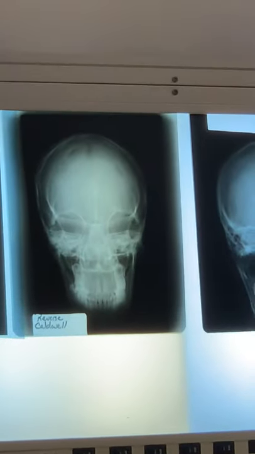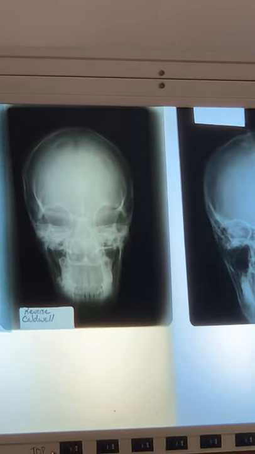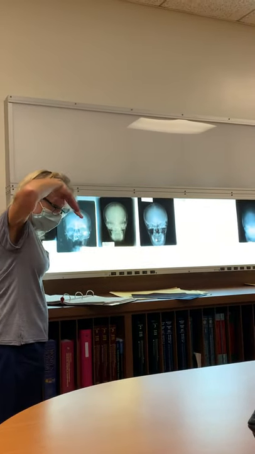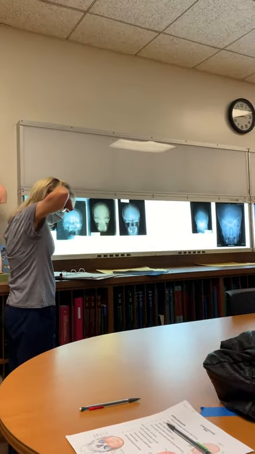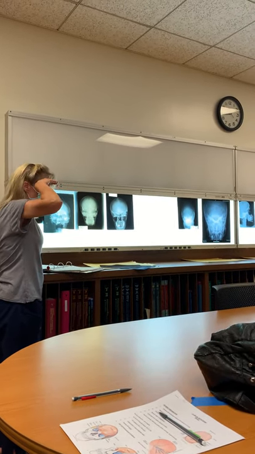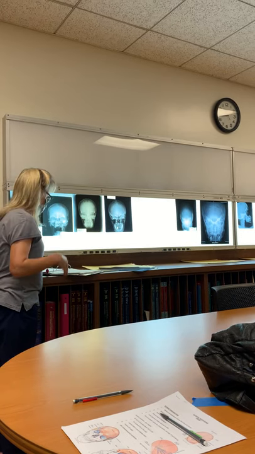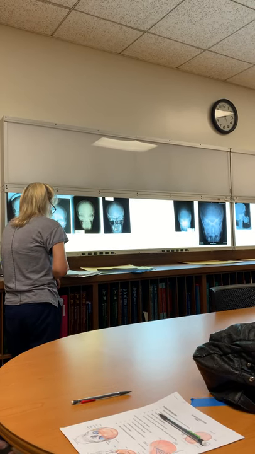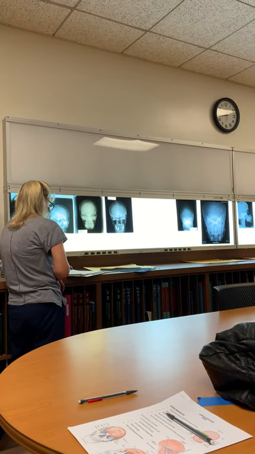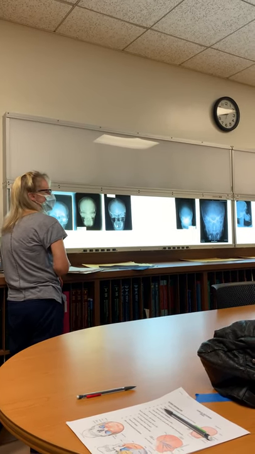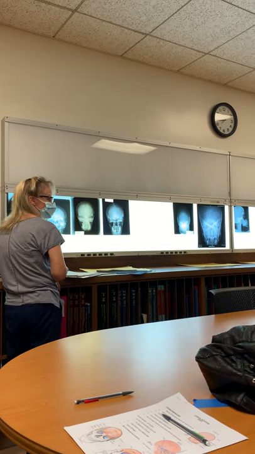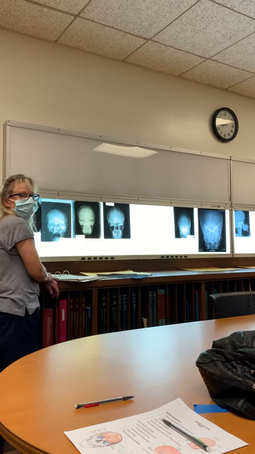I always have to do this. Petrous ridges are in the orbit. The more I put my head down, the more they're going to fill up the orbit, right? The more I put my head up, the lower they go. If the petrous ridges are too low in the orbit, the beam was angled too much, or the chin's too high. Does that make sense to everybody?